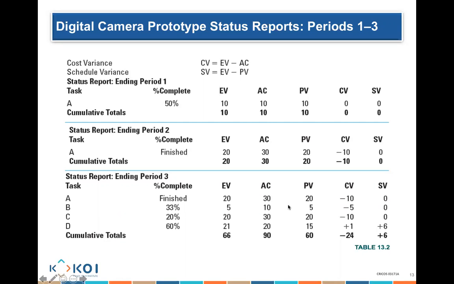Then you do cost variance. Earned value minus cost, 20 minus 30. Earned value minus planned value, schedule variance, 0. 5 minus 10, minus 5. 5 minus 5, 0. 20 minus 30, minus 10. 20 minus 20, 0. 21 minus 20, plus 1. 21 minus 15, plus 6.